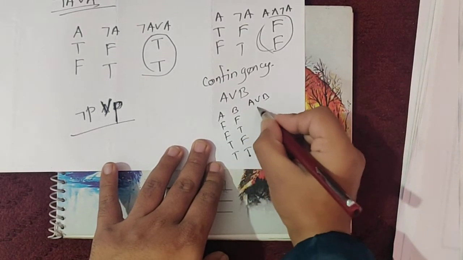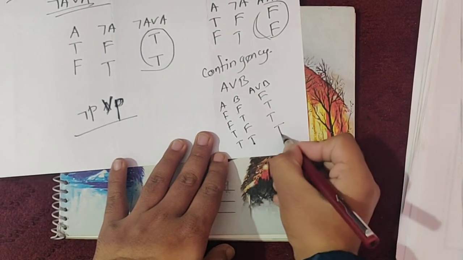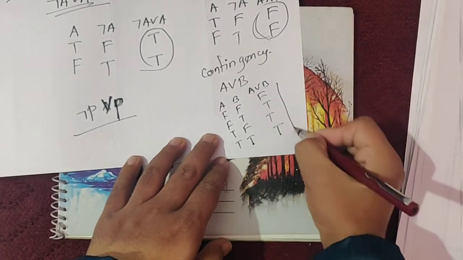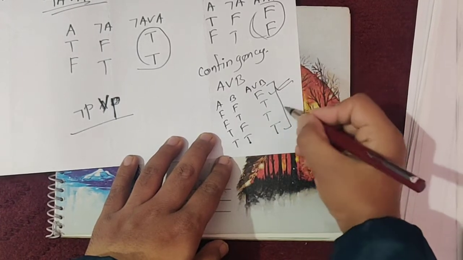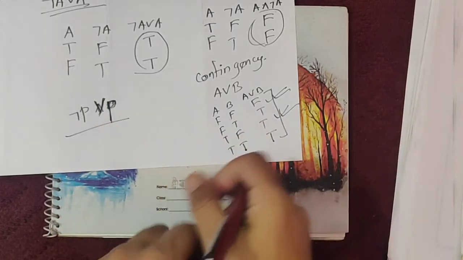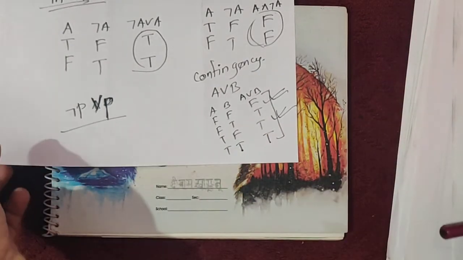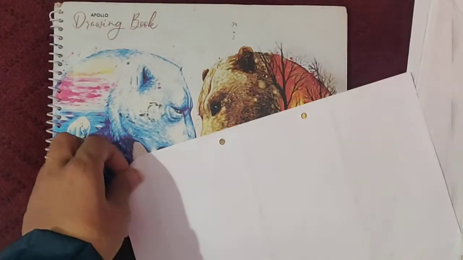False, false, false; false, true, true; true, false, true; true, true, true. So this outcome consists of false and true. Yes, it consists of both. So this statement is a contingency statement. Now let us move to predicate calculus.